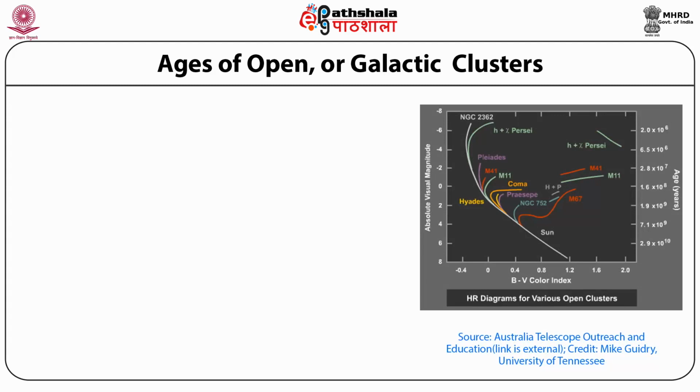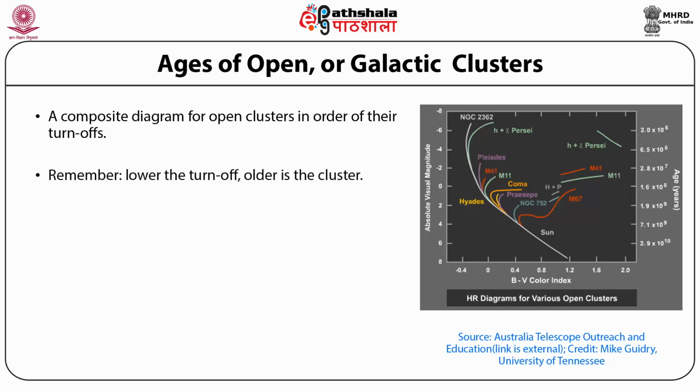Ages of open or galactic clusters. Now if we arrange all the clusters in accordance with their turn-off points, we will arrange them in accordance with their ages as shown in this figure. So, a composite diagram for open clusters in order of their turn-off. Remember, lower the turn-off, older is the cluster.